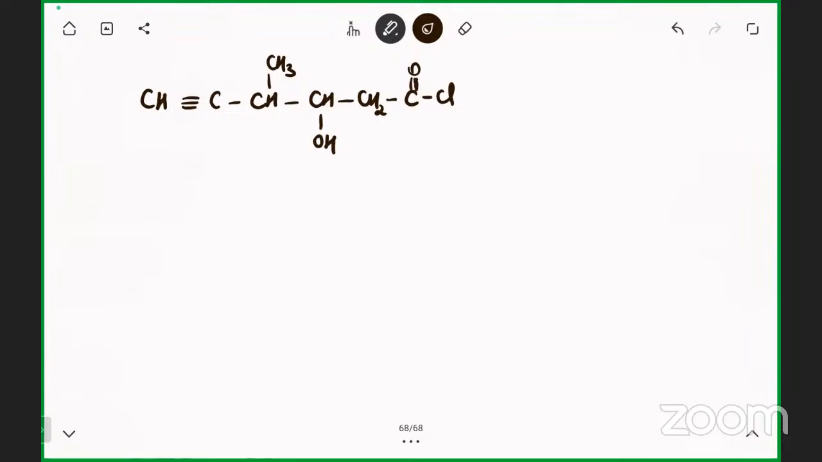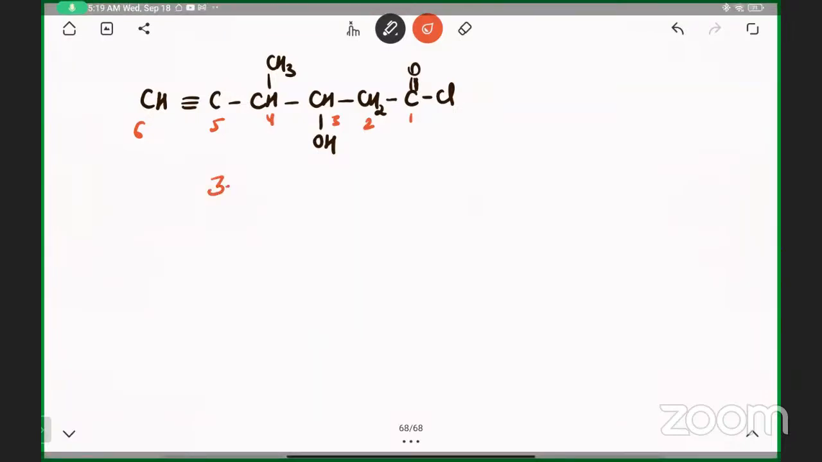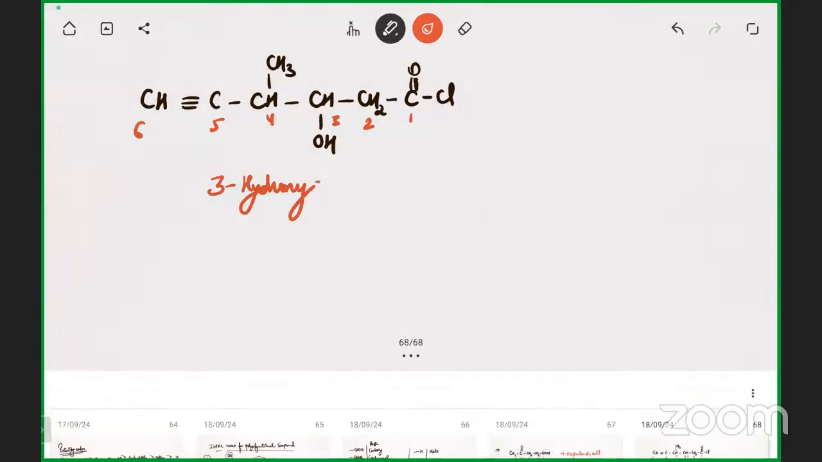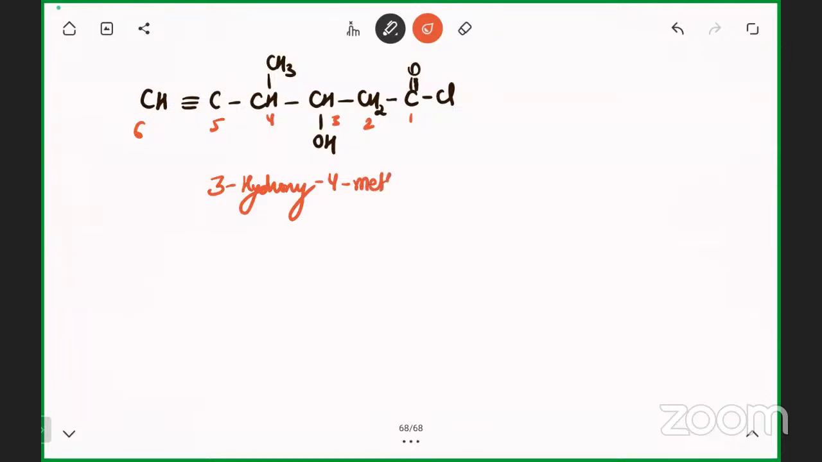Okay, I'm doing the numbering. 1, 2, 3, 4, 5, 6. Now speak. On the third position, what do we have? Hydroxy. So it will be 3-hydroxy. Then on the fourth position, we have methyl. Then it will be 4-methyl. Then we have 6 carbon.